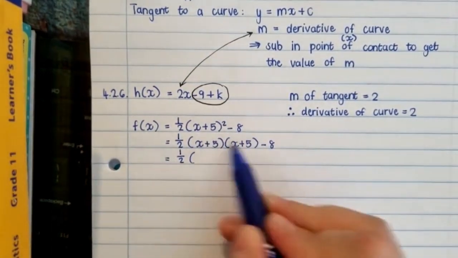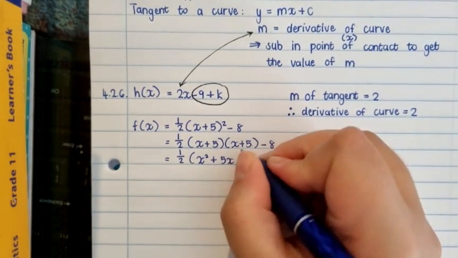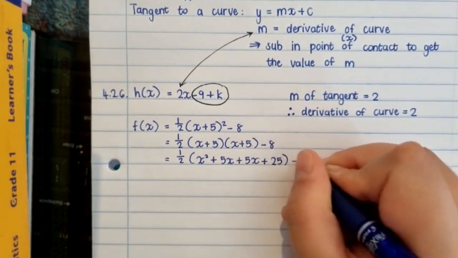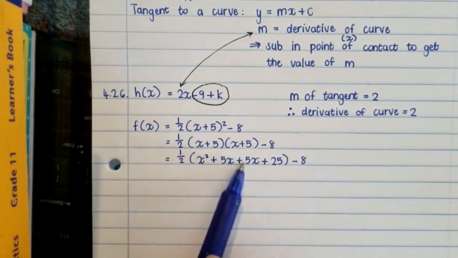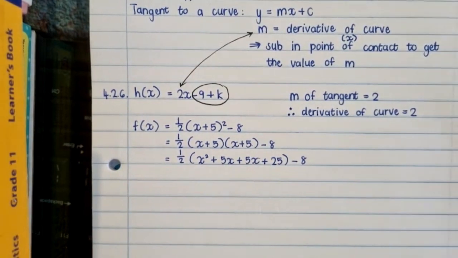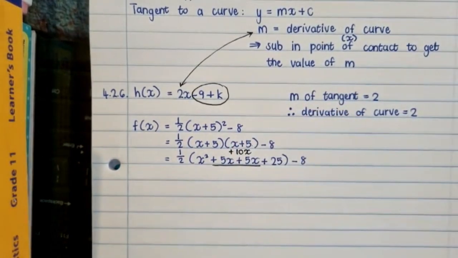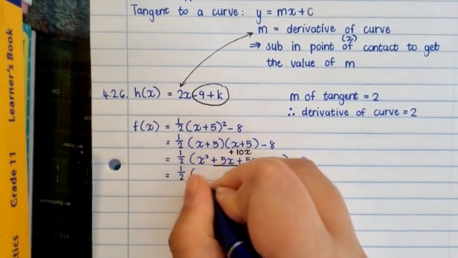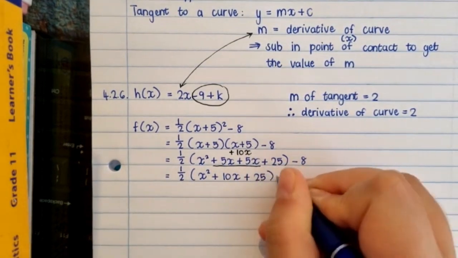All right, a half. Now I'm just going to FOIL these brackets out. x times x is x squared. x times plus 5 is plus 5x. 5 times x is again 5x. And 5 times 5 is 25. Minus 8. Now, let's just quickly check here that this is 5x plus 5x. Are we all fine with me just saying that that will be plus 10x? So if I simplify those terms, that would be 10x. All right, so we have a half times x squared plus 10x plus 25, minus 8.